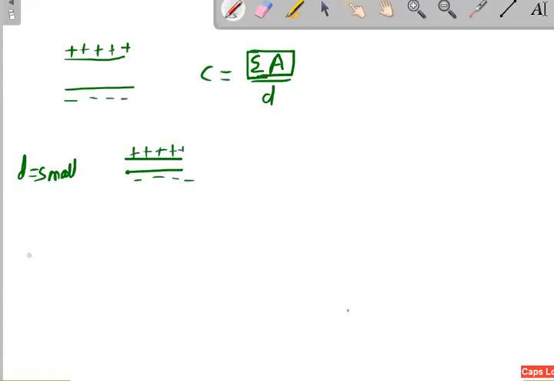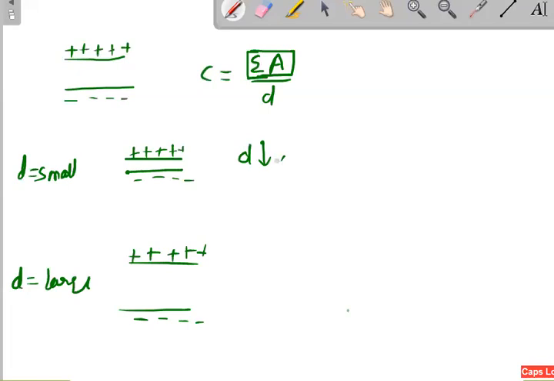Okay, if D is large, my plate will be like this. Then what is actually happening? According to the formula, if D decreases, C will increase. Once C increases, what will increase? Q increases.